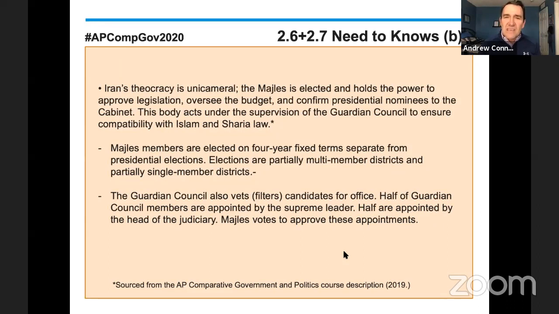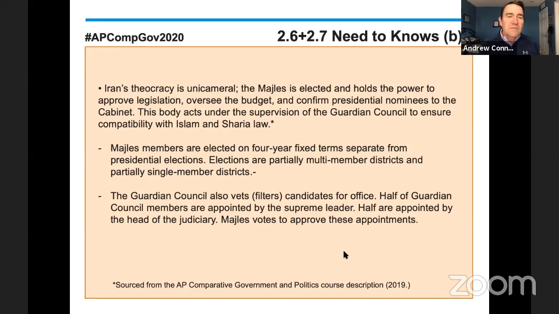What is very unique in Iran's national legislature is that there is a government entity called the Guardian Council that oversees what the Majlis does. I wouldn't call it necessarily an upper chamber because Iran is considered to be a unicameral system. But the Guardian Council does what their name says: they guard. They want to make sure that the laws passed by the national legislature uphold and are compatible with Sharia law and Shia Islam. That's what the Guardian Council does.